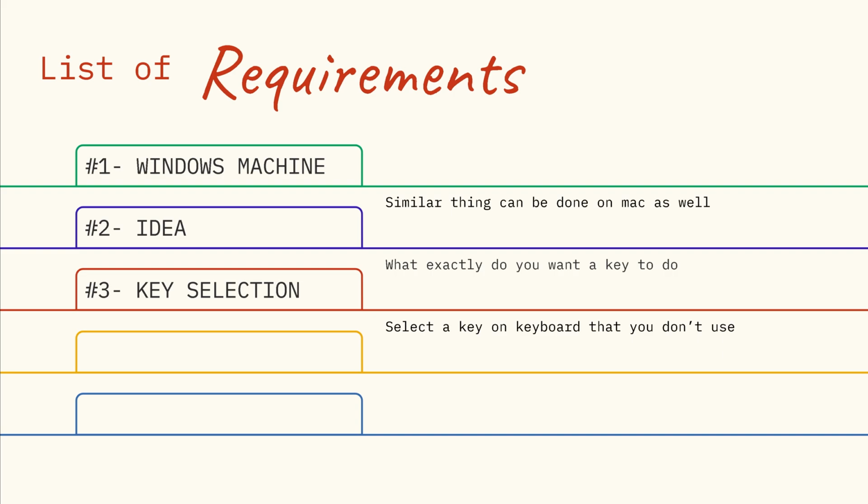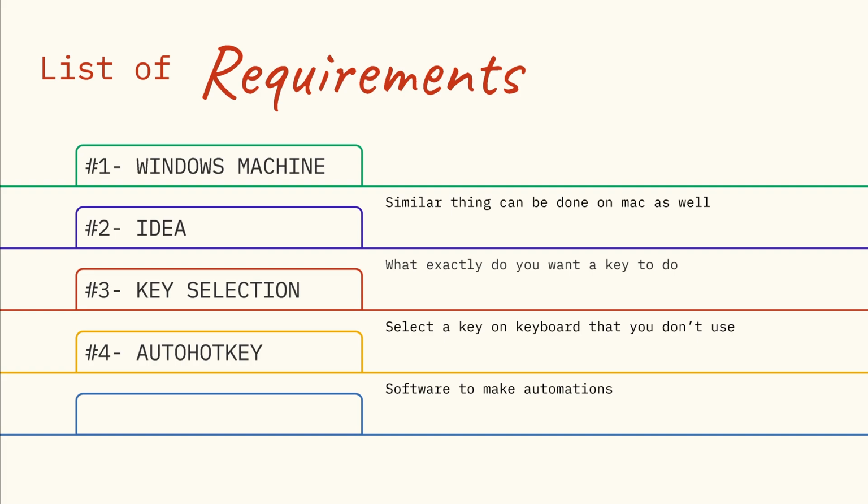So just for the simple demonstration for this video, let's take the idea of opening Spotify when I press a key on my keyboard, and let's select the delete key for this action. Right? Simple idea: open Spotify, key, delete key. When I press delete key, open Spotify. Simple. Next piece of thing that you need is AutoHotkey.